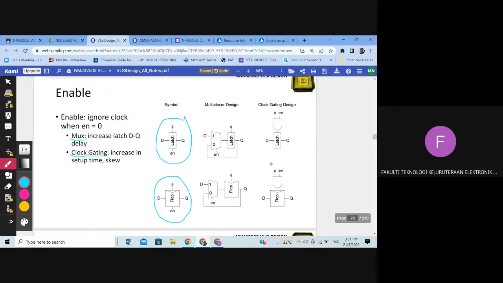So we have an example here in a multiplexer design. We have enable here to do a selection between 0 or 1. If we select 0, then the output will be based on 0. If we select 1, the output here will be based on D. For the case of clock gating, the enable signal is actually, so this is a clock.